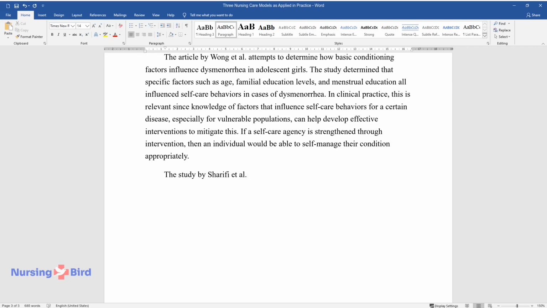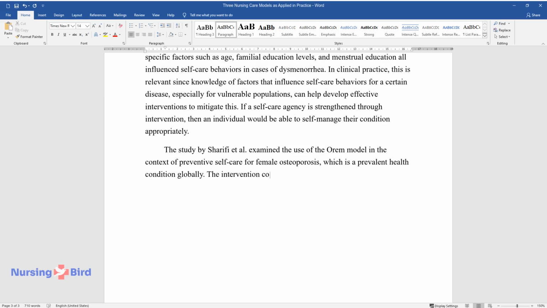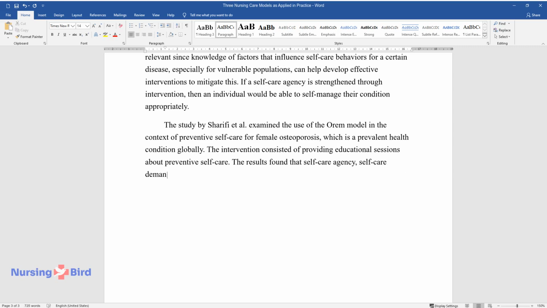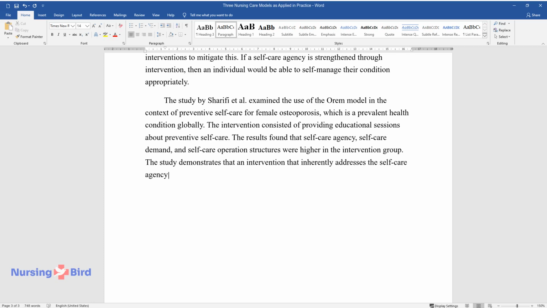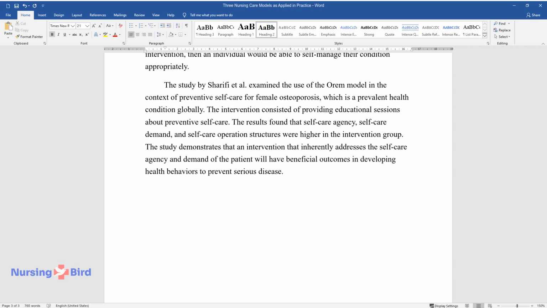The study by Sharifi et al. examined the use of the Orem model in the context of preventive self-care for female osteoporosis, which is a prevalent health condition globally. The intervention consisted of providing educational sessions about preventive self-care. The results found that self-care agency, self-care demand, and self-care operation structures were higher in the intervention group. The study demonstrates that an intervention that inherently addresses the self-care agency and demand of the patient will have beneficial outcomes in developing health behaviors to prevent serious disease.